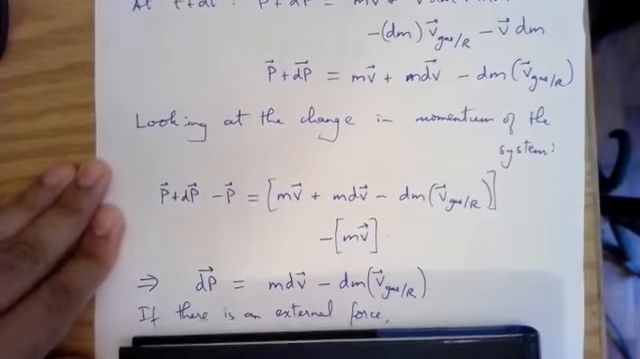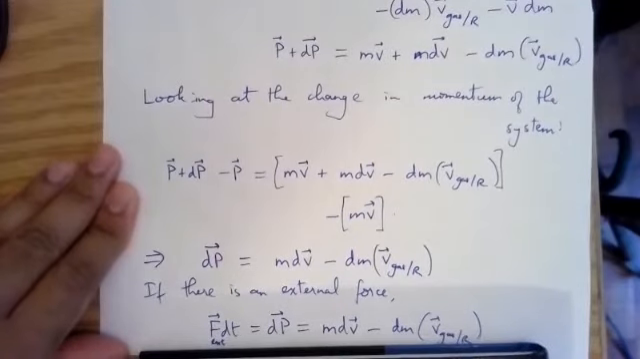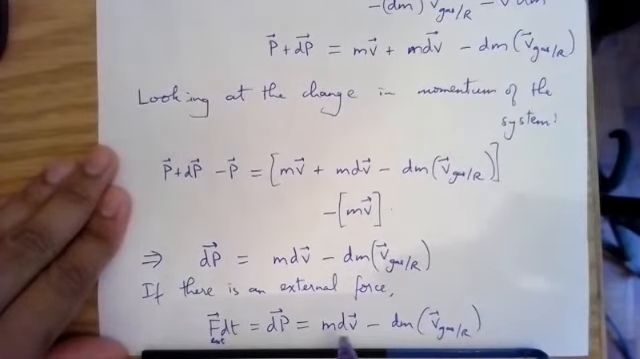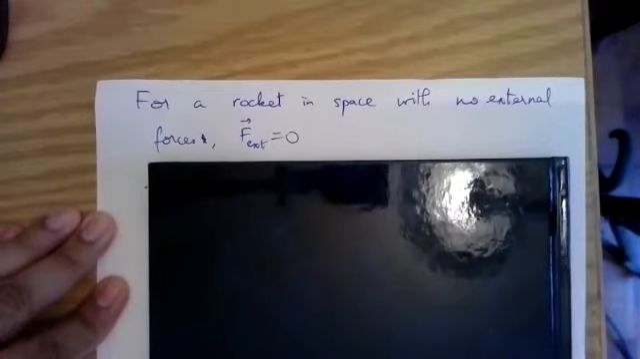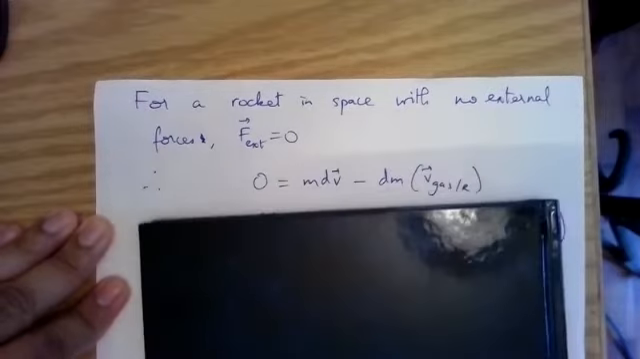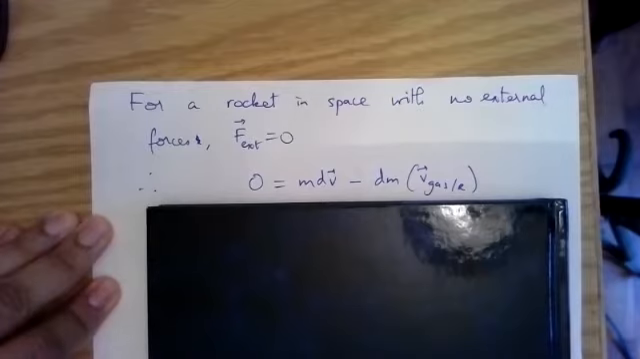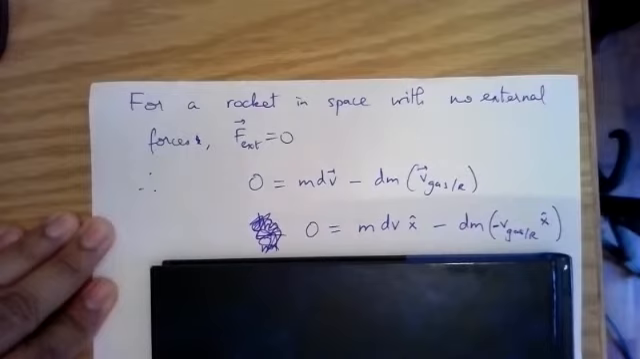If there is an external force, then dp is just F external times dt. And so we have F external times dt equals dp equals this quantity. In this example, we will consider the case of a rocket in space with no external forces. So F external is 0, and we get the following equality.